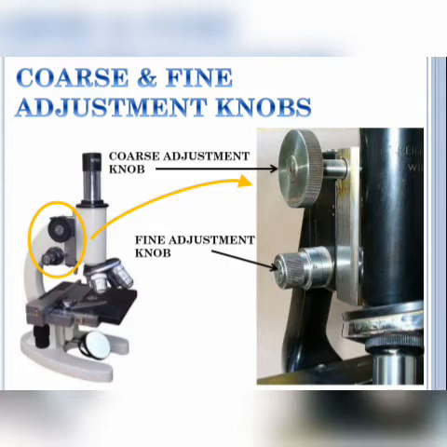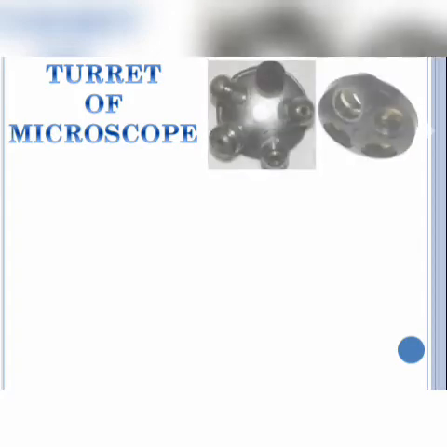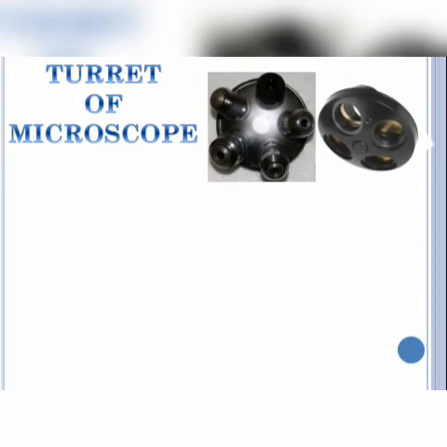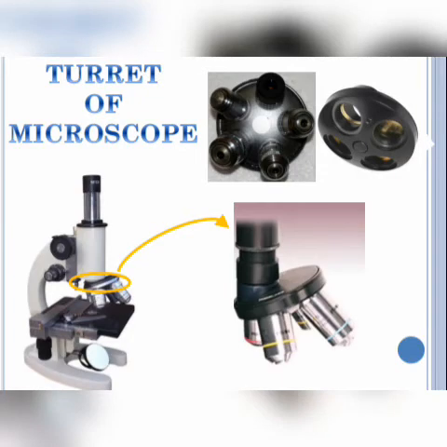The next topic is turret of microscope. It is nothing but a revolving nose piece which is known as turret, and it is attached to the lower end of the objective, and the turret can be rotated to change the power of magnification as required.